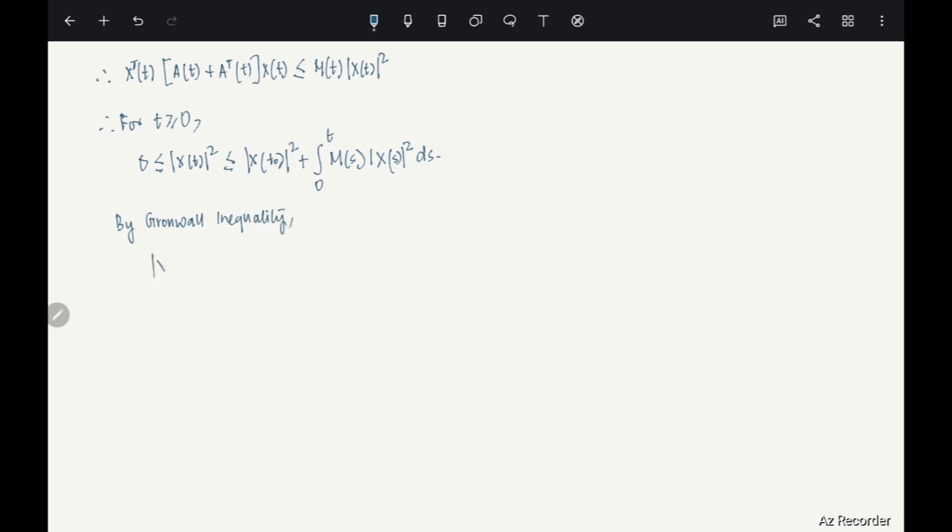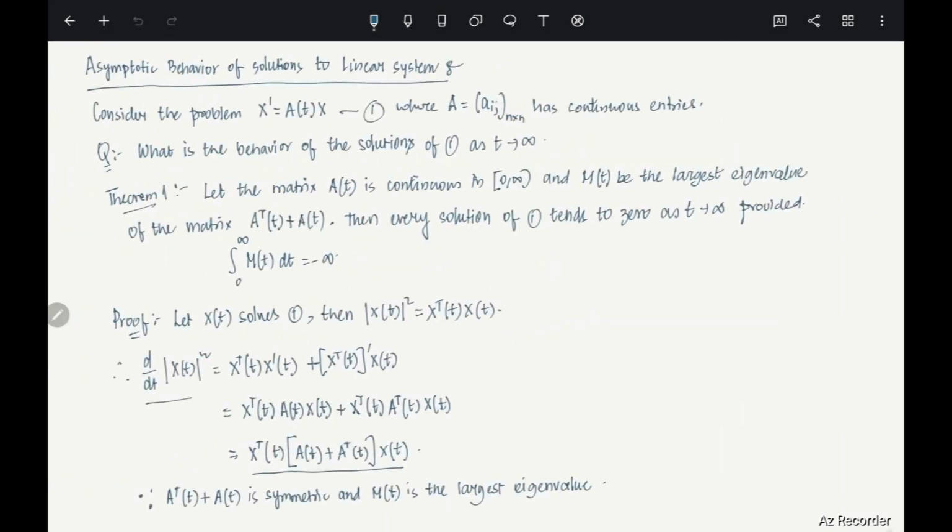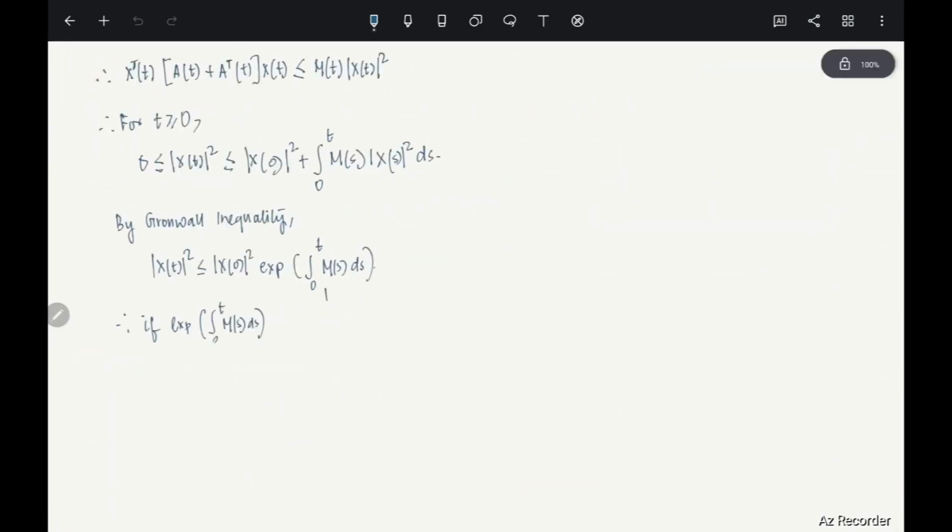we have that the norm of x(t) squared gets dominated by the norm of x0 squared, what is t naught? Let's just put it as 0, times the exponential of the integral from 0 to t of m(s) ds. Is this okay? Now therefore, if the tail part of this, the integral from 0 to infinity of m(t) dt, is basically minus infinity, then the exponential goes to 0, and then x(t) will also go to 0, because x at the point 0 is some fixed number. So if this is going to 0, then x(t) goes to 0. You don't have to do anything.